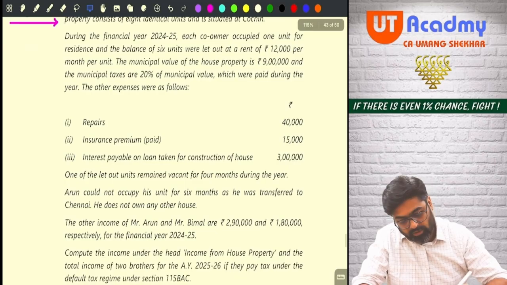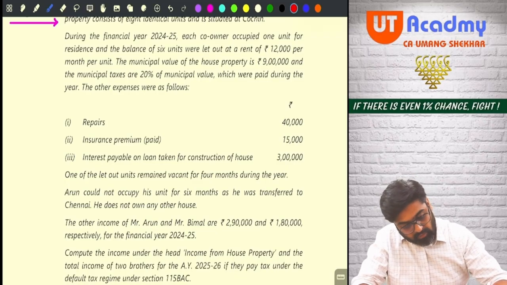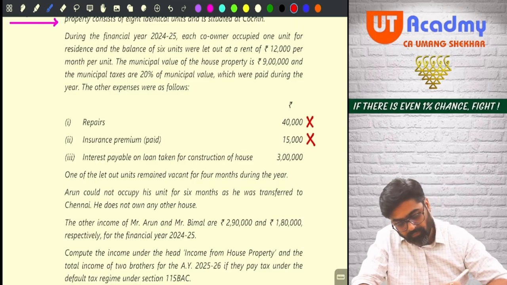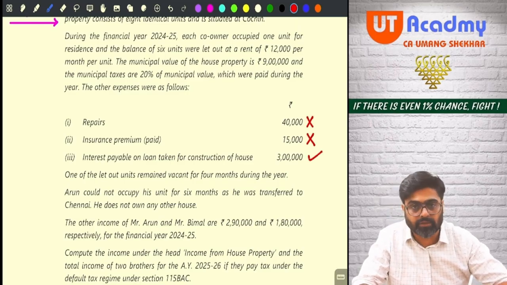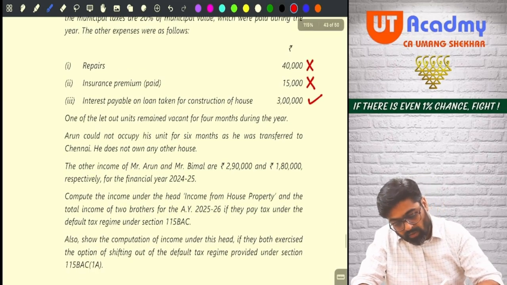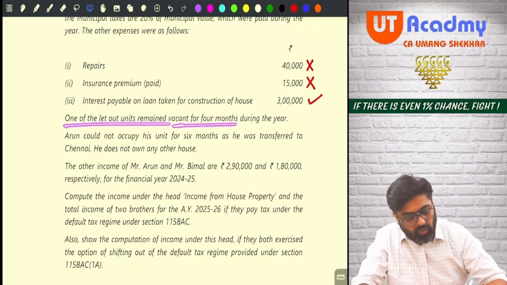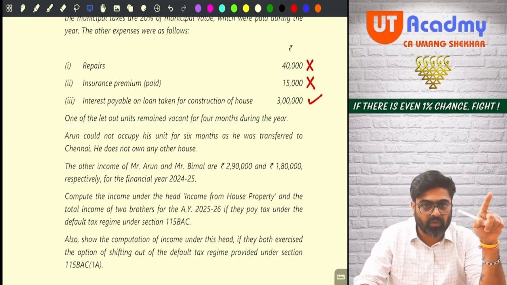The other expenses are as follows. So out of these expenses, I have to ignore this 40,000 repairs. I have to ignore this 15,000 of insurance premium, but I will definitely consider the interest. Okay. Now this interest will be apportioned into SOP portion and LOP portion. And the municipal value will also be apportioned between the LOP and SOP portion. Very good, Raj Lakshmi. Very good. Correct answer you are getting. Correct. Okay. Now pay attention. One of the let out units remained vacant for 4 months. See, 6 units are let out now.